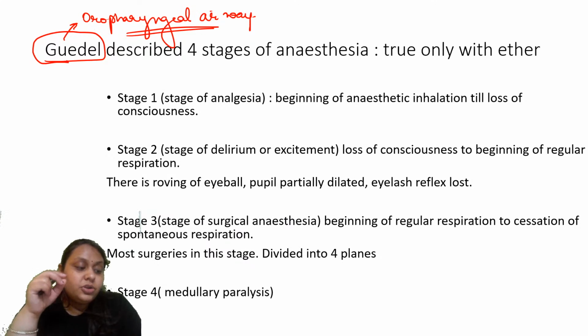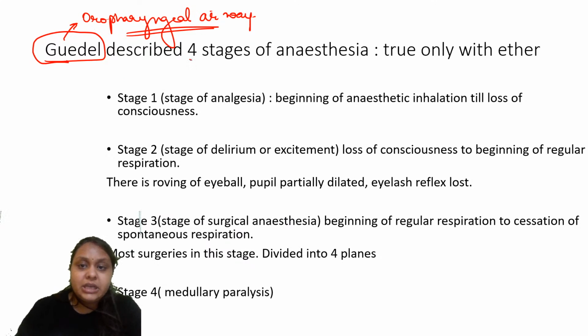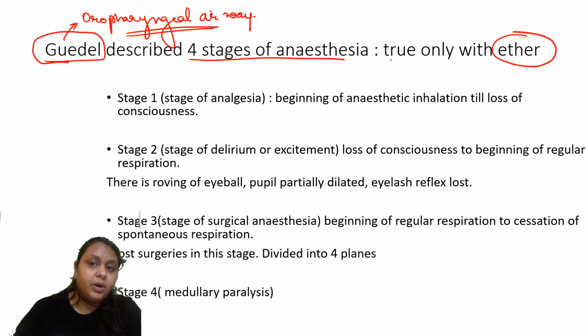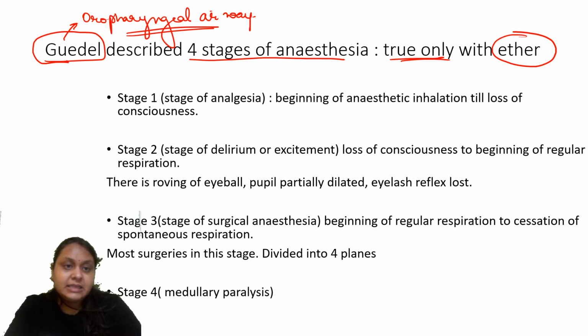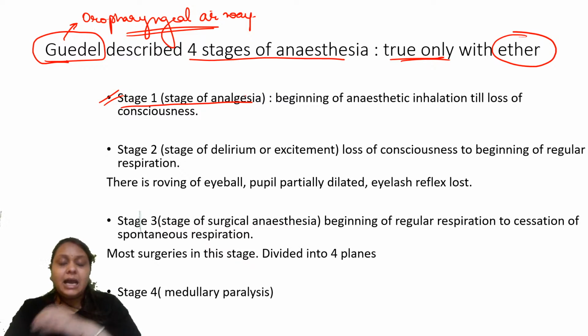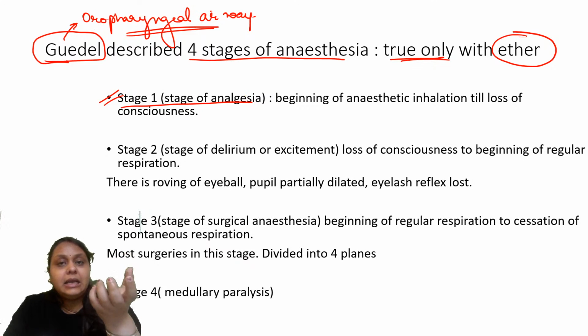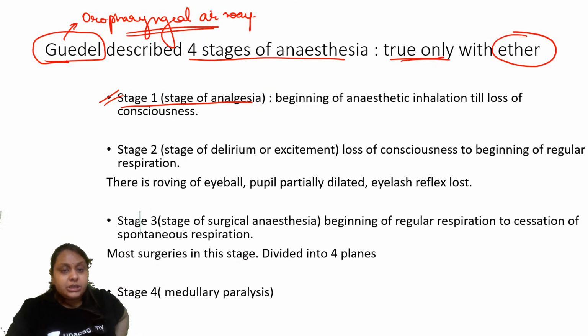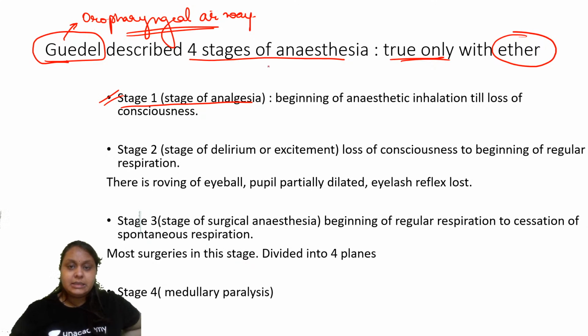So Goodall described 4 stages of anesthesia, and these are true only with ether. Remember, the 4 stages of anesthesia described by Goodall are true only with ether. The first stage, stage 1, is the stage of analgesia, that is from the anesthetic inhalation till the loss of consciousness. What is stage 2? That is the stage of delirium or excitement.